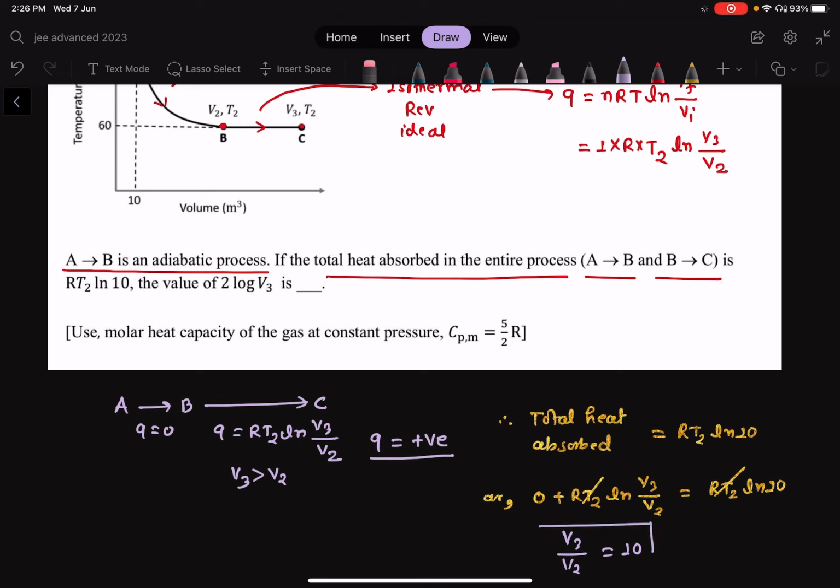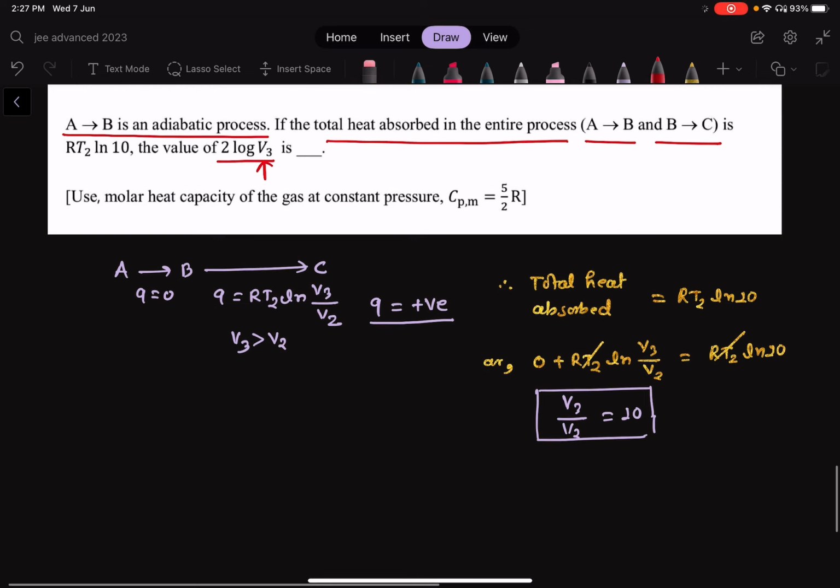V3 by V2 will be equal to 10. Now if you see the question, they have asked the value of 2 log V3, but indirectly we can find the value of V3. As soon as the value of V3 is found, we can get the value of 2 log V3 as well. So V3 by V2 is equal to 10. Anyhow, if we can get the value of V2, then we can get the value of V3 as well. Now how to determine the value of V2?